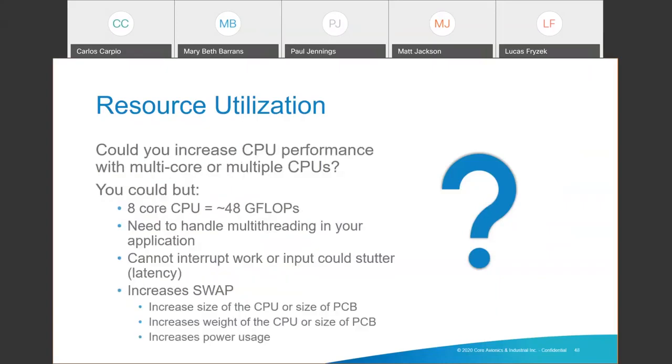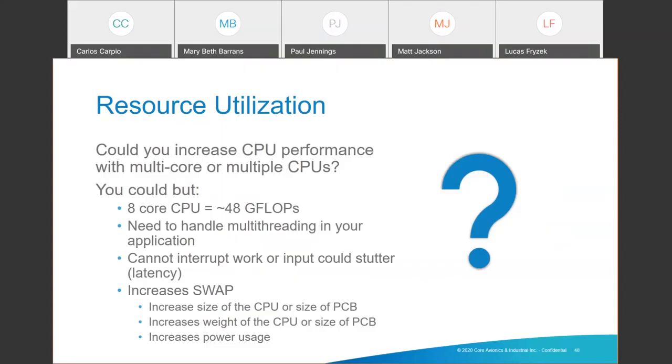Some other things that could be done is to increase the core count of the CPU or to use multiple CPUs. So I had said that we're looking at a 1-core CPU. If you increase that to 8 cores and assume linear scaling, you get roughly 48 billion floating point operations per second that you'd be capable of doing on the CPU. But this also does add some complexity.